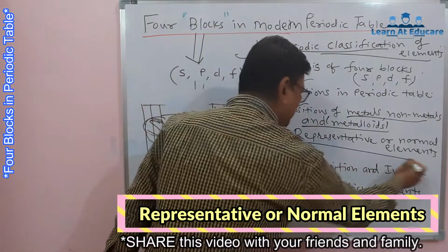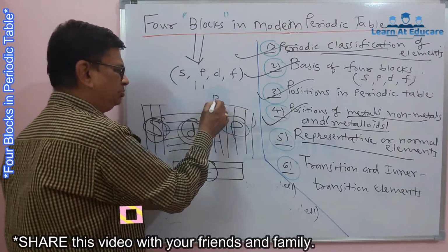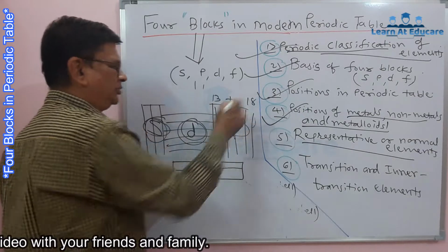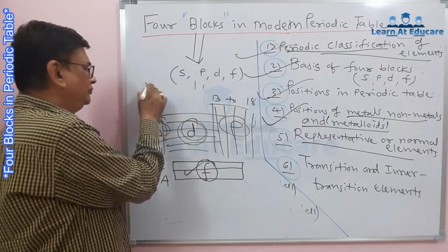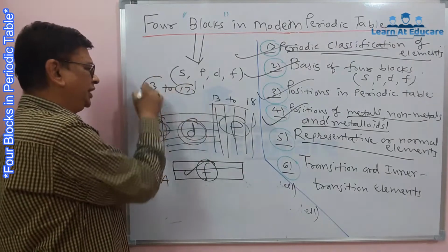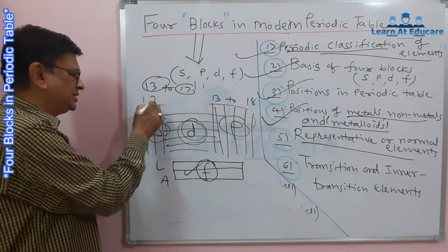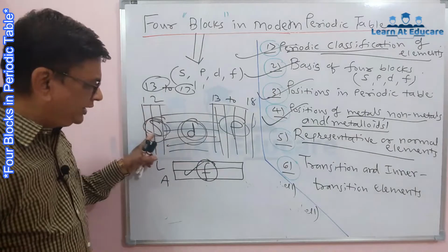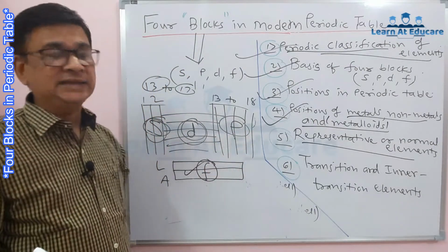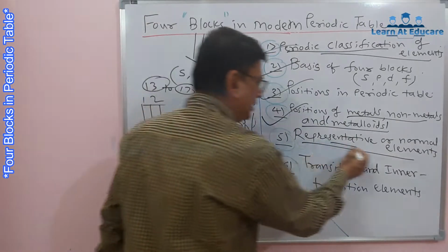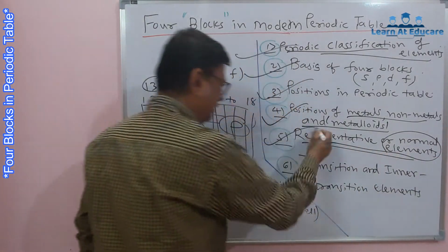Now what are the representative or normal elements? Here in P block we have the groups from 13 to 18 as shown here, and out of that, groups 13 to 17 along with the first and second groups, meaning all S block and all P block except the inert gases of group 18, are called representative or normal elements.